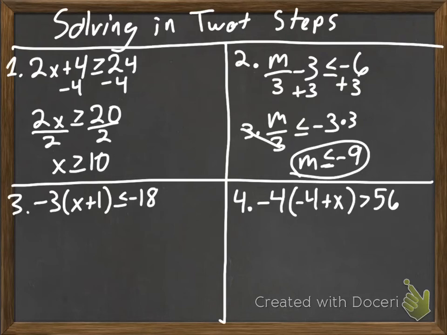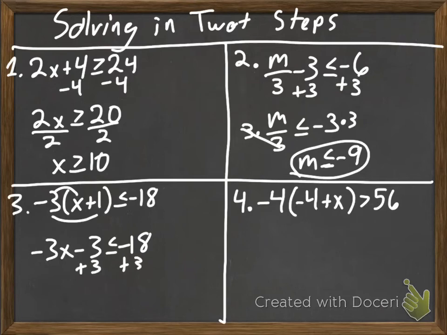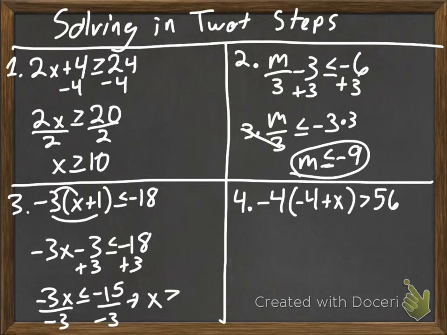Okay, on to number 3. This one's a little different. This one's going to be more than 2 steps. What we need to do is we need to distribute this negative 3. So we distribute negative 3, negative 3x, negative 3 times 1 is negative 3, less than or equal to negative 18. Then we add 3. So negative 3x is less than or equal to negative 15. Now we divide by negative 3, and we just divided by a negative, so that means our inequality is going to flip. Negative 15 divided by negative 3, 2 negatives make a positive, so we get x greater than or equal to 5.